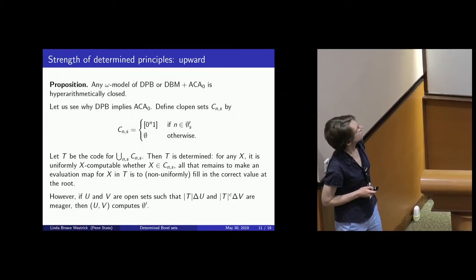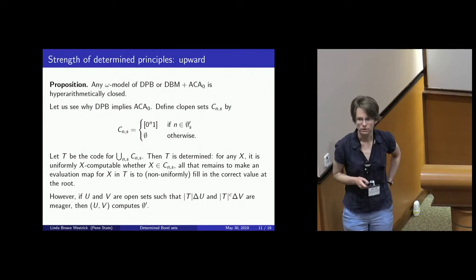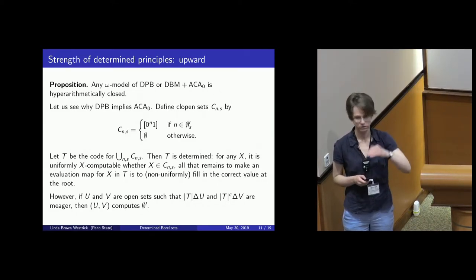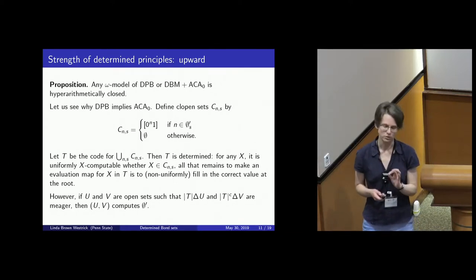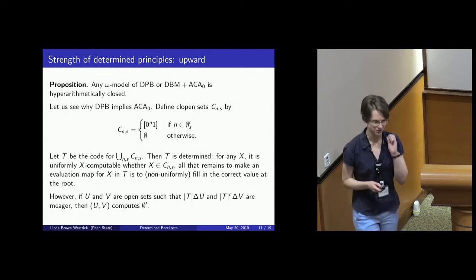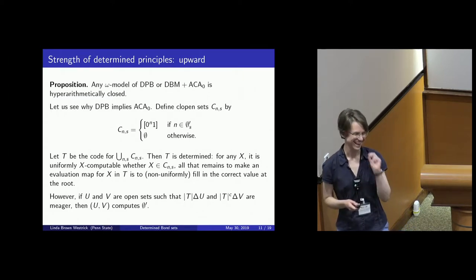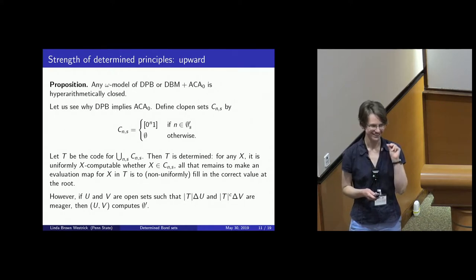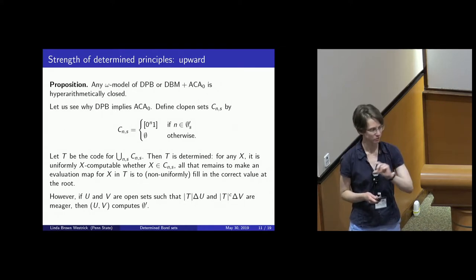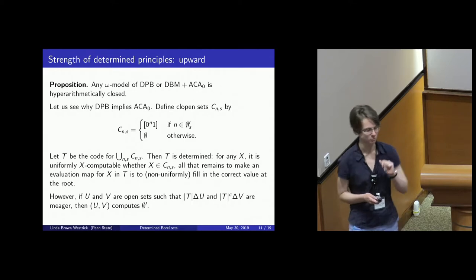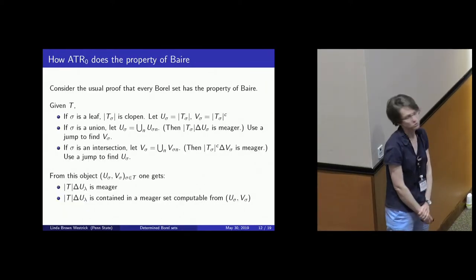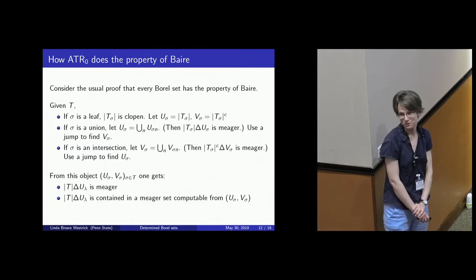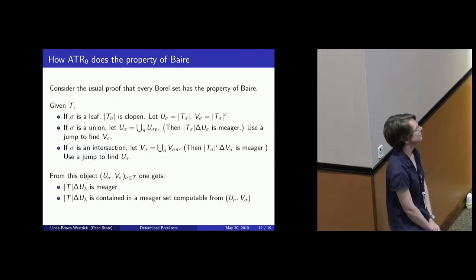All right, so now I want to get into the method of construction of those models that separate ATR and these principles. In order to look at how those models work, it's informative to consider in great gory detail how it is that ATR manages to come up with these co-meager approximations or measure approximations to a given set. All right, so let's consider the usual proof that every Borel set has the property of Baire, which is the proof that ATR does.